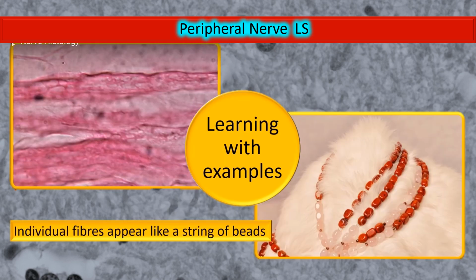Let's learn a few examples. The whole thing appears like a string of beads because of node, internode, in that order. There will always be a small break between the two internodes. It appears like a string of beads.